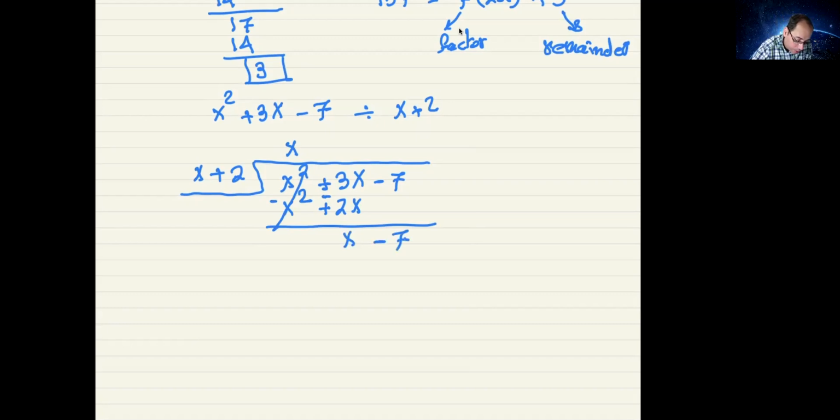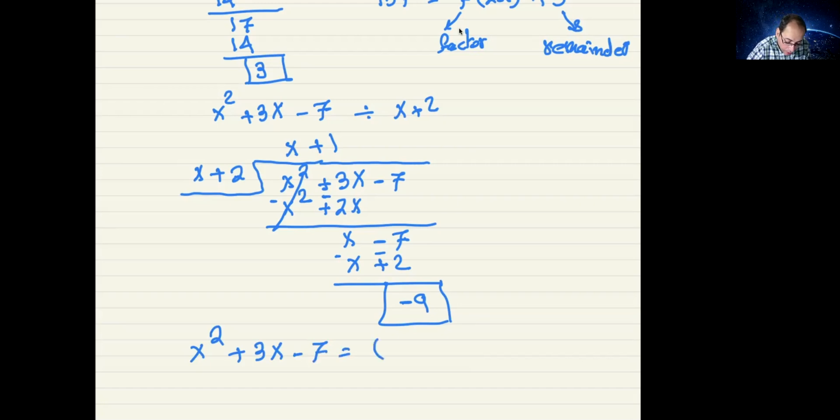So x minus 7 divided by x plus 2, x divided by x is 1, so plus 1. 1 times x is x, and 1 times 2 is 2. Okay, subtract, change the sign, and then add. So x minus x is 0. And -7 minus 2 is -9. So now I have the remainder is -9. So now I can write the polynomial x squared plus 3x minus 7 is the same thing: x plus 1 times x plus 2, the divisor, plus the remainder. I'm sorry, it's a minus. Actually, it's a plus, but the remainder is minus 9, -9.